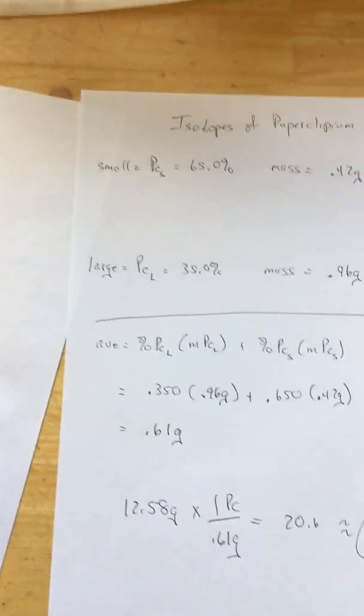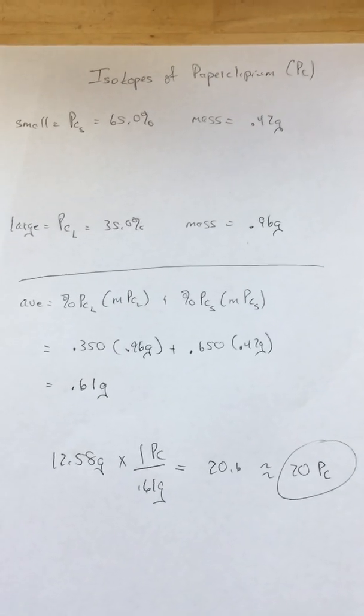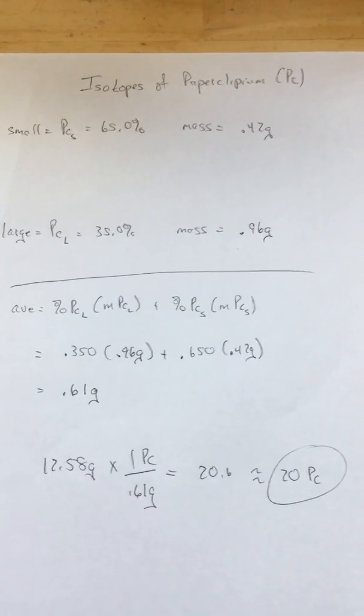And of course, the bigger the sample, the more important the average is. So there you go. There's a very simple demo that you can see how we can use the isotope and the average atomic mass to count atoms by weighing.